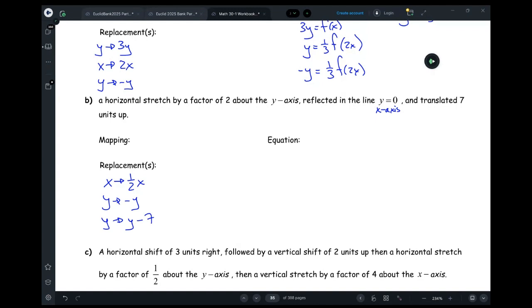Now, we really want you to see how this works here. So we're going to take y equals f of x. First thing I'm going to do is replace the x with half x. So I scratch out the x that's there, and in its place, I put 1/2 x. Then I scratch out the y that's there, and I plug negative y there. Now, here's where oftentimes people make mistakes. The next thing I'm going to do is replace y with y minus 7.